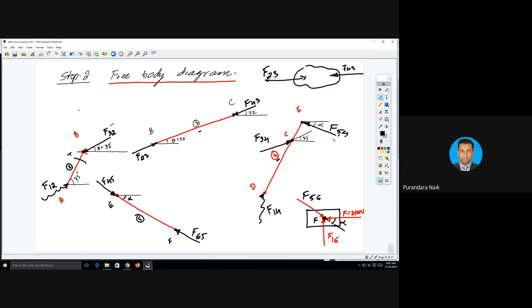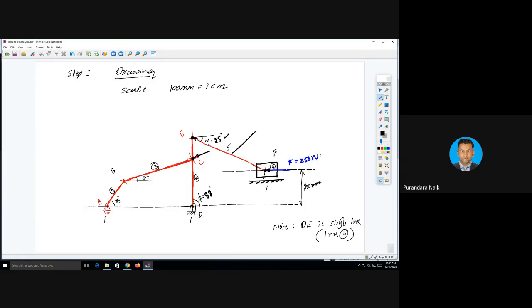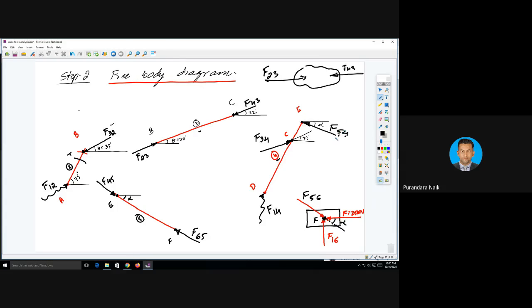You come to link number 5. Link number 5 has one force at point E, another force at point F. Correct? E we have already shown, F54. The opposite force is F45. At point F, it is connected to link number 6, the piston. So this is a two force member. One is like this, F45. Another force will be exactly opposite, that is F65. Correct? Any doubt? Very simple.